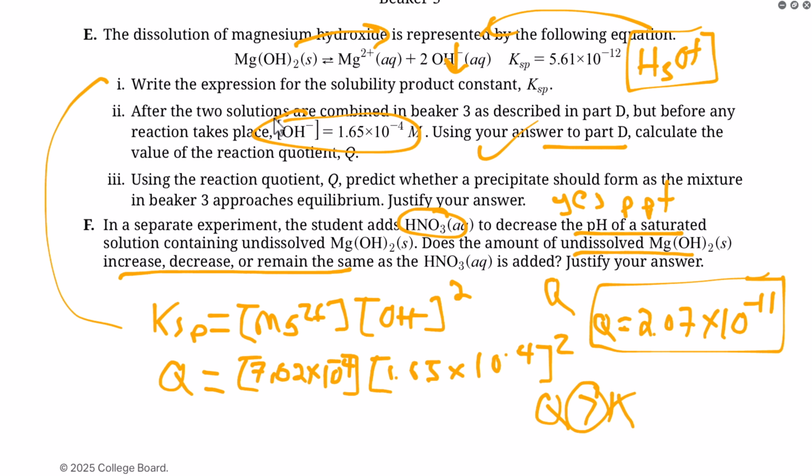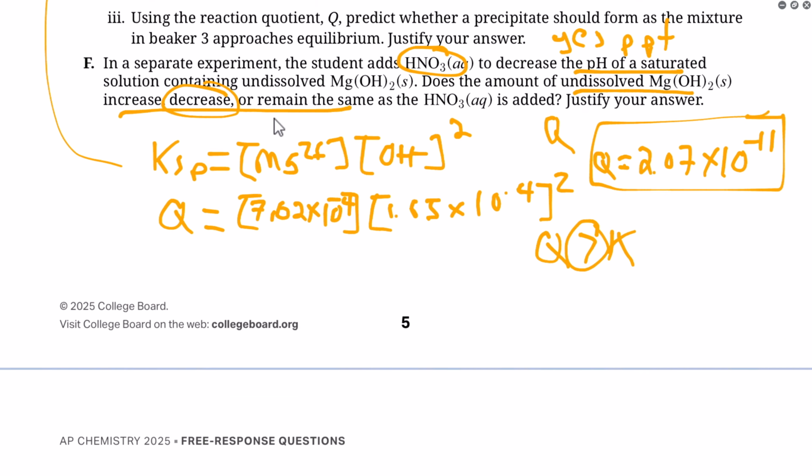So when I read the question again, it says, does the amount of undissolved MgOH2 increase, decrease, or remain the same? Well, the amount of undissolved is going to decrease because when we add in HNO3, it's a strong acid, generates H3O plus ions, it neutralizes the OH minus, decreasing the OH minus concentration. When that happens, Q no longer equals K, and the system responds by shifting right to reestablish equilibrium. Thus, more of the undissolved MgOH2 will become dissolved. So as a result, it will decrease. I think that might be it for question 1.